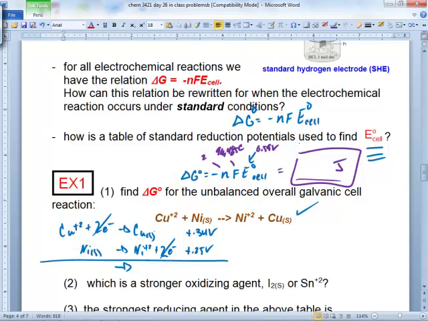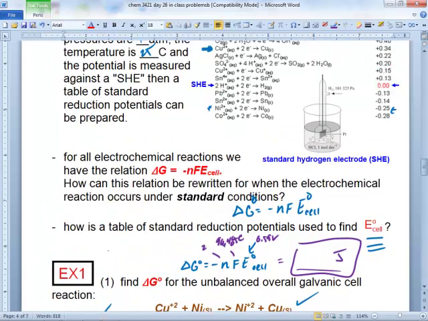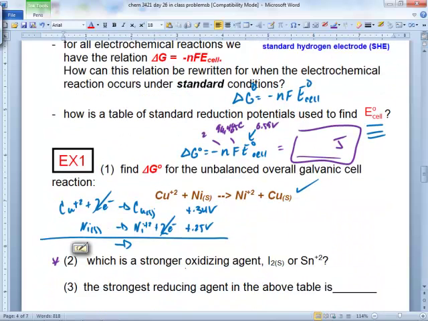Okay. Let's see if we can answer some questions like this number 2. A stronger oxidizing agent: iodine solid or tin plus 2. Now oxidizing agents get reduced. Before we even look at that table, where should this I2 and this Sn plus 2 be on that table? Should they be reactants or products? They should be reactants. If you caught that, that's really good because I didn't even mention it.